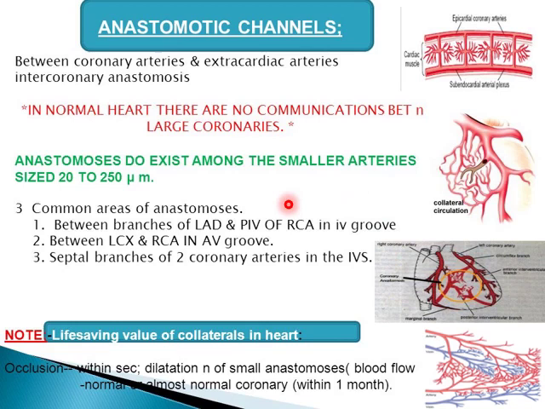So the common areas of anastomosis, as we have seen earlier, are between the anterior interventricular artery and the posterior interventricular artery in the posterior part of the interventricular groove, and between the circumflex artery and the right coronary artery nearer to the crux in the posterior part of the atrioventricular groove, and between the septal branches of the right and left coronary arteries in the interventricular septum.